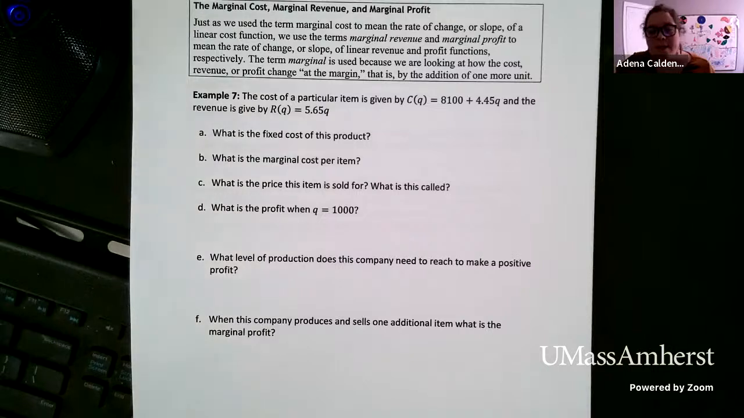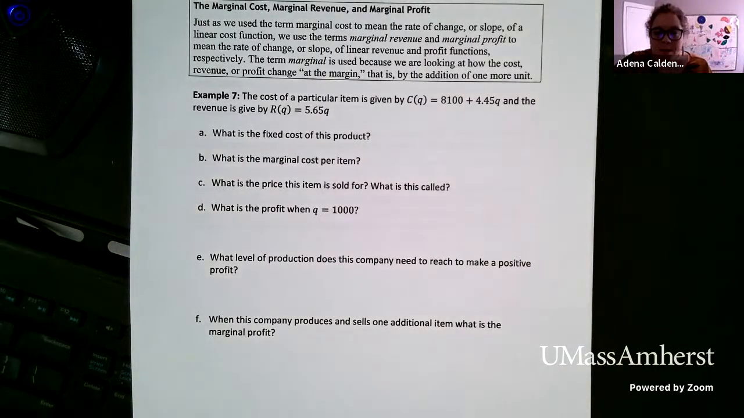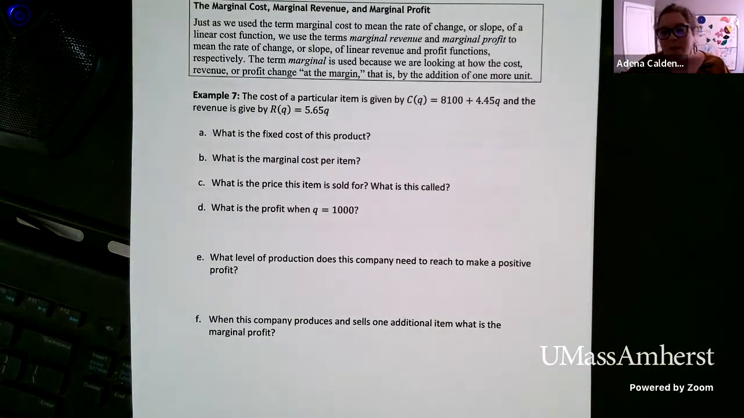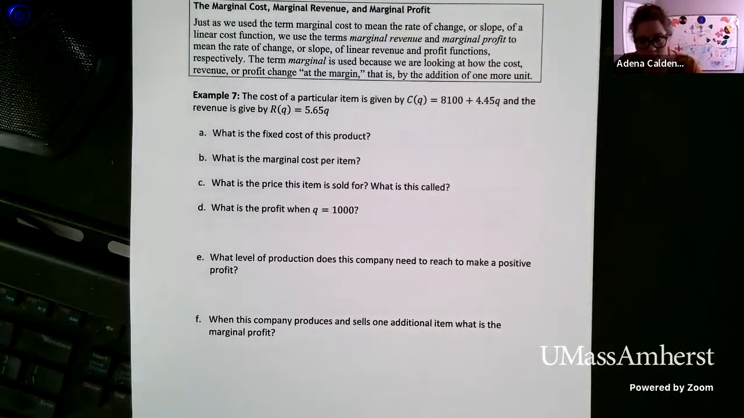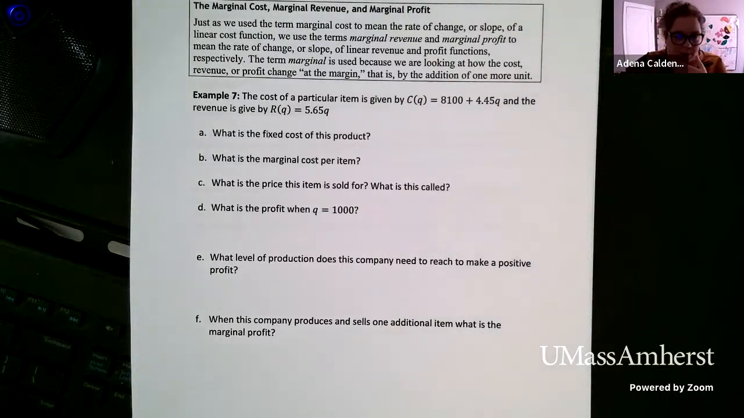So I'm going to have you try this. The idea is that we have some item and the cost is given by 8,100 plus 4.45Q. The revenue is given by 5.65Q. And then we have a whole list of questions related to what we've been talking about.